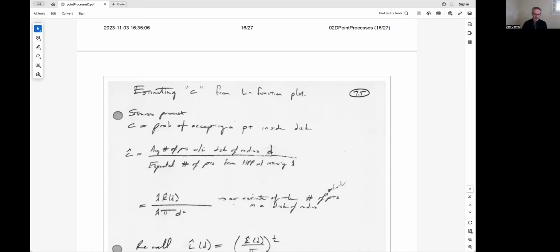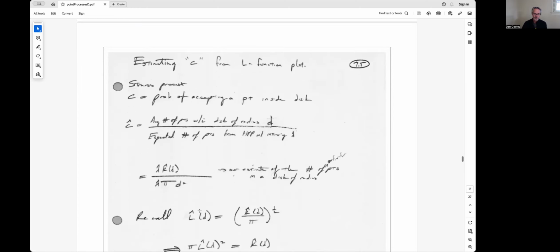The K function, when multiplied by lambda, what we saw in the notes was that K times lambda gave the average number of points within a disk of radius d, and the expected number of points for a homogeneous Poisson process would be intensity times the area, and the area, of course, of a disk with radius d is going to be pi d squared. So we could get C hat directly from the K function.